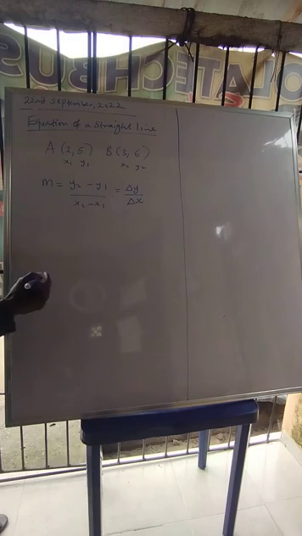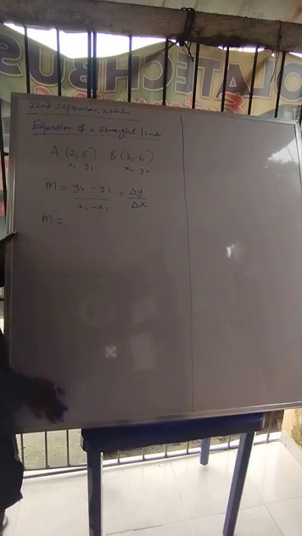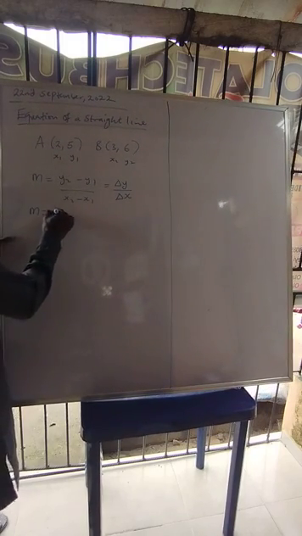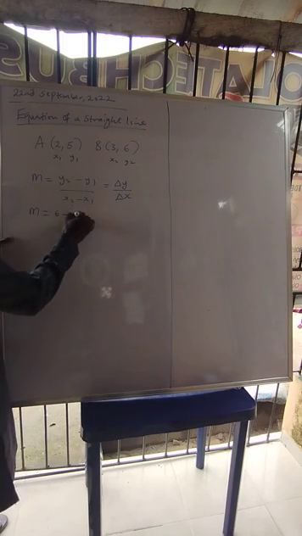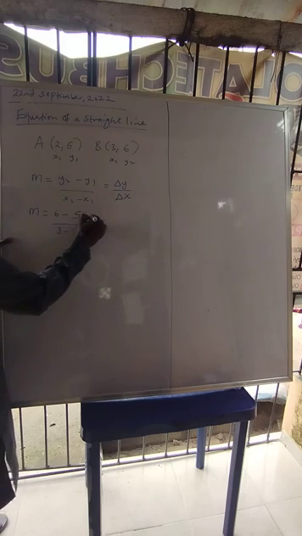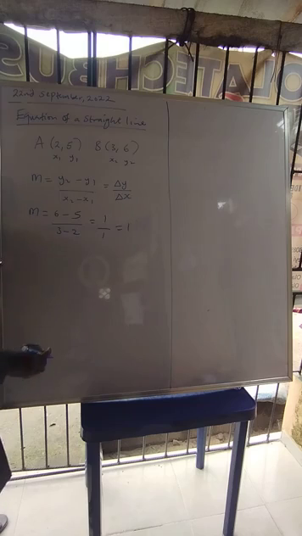That's the gradient. So to find the gradient in this case, our y2 is 6, and then our y1 is 5, then our x2 is 3, and our x1 is 2. So 6 minus 5 is 1, 3 minus 2 is 1. So our gradient is equal to 1.